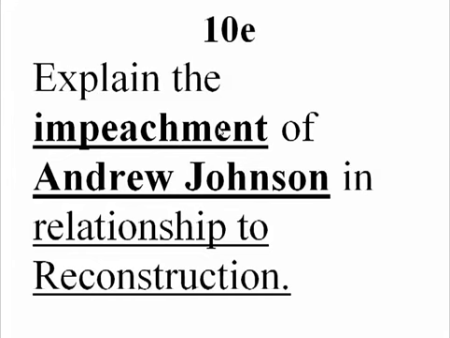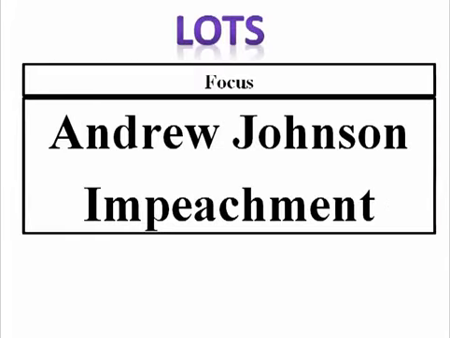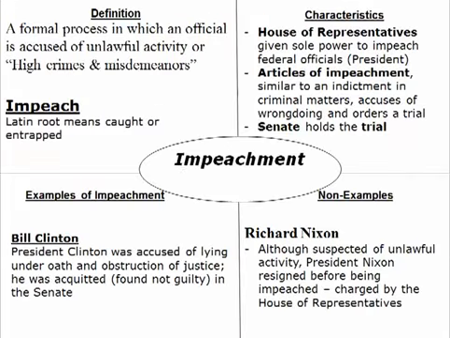Alright, so we're going to talk about his impeachment. We have already, but we're going to do it here as well. So here's Andrew Johnson. He's going to be impeached. That's the focus of this standard, Substandard E. What is impeachment? What does it mean? Well, the definition is that it's a formal process in which an official is accused of unlawful activity or high crimes and misdemeanors.